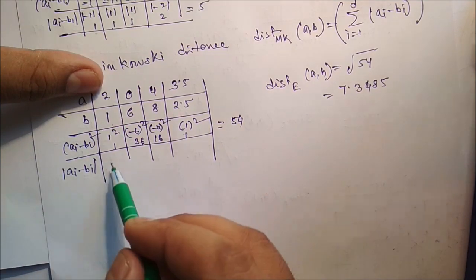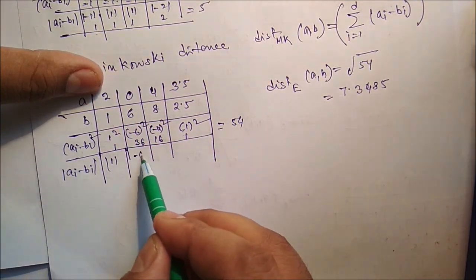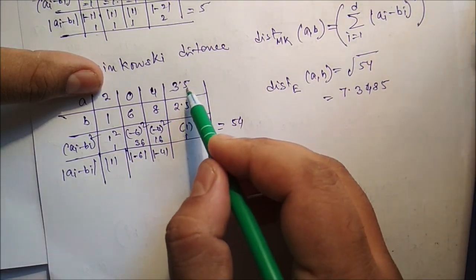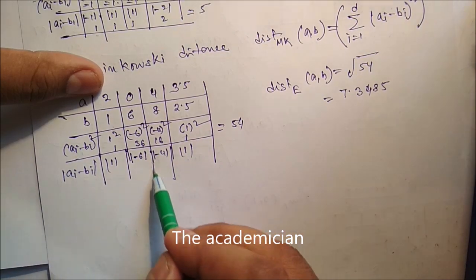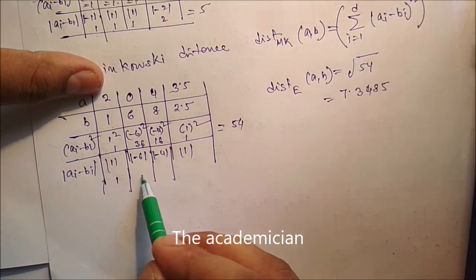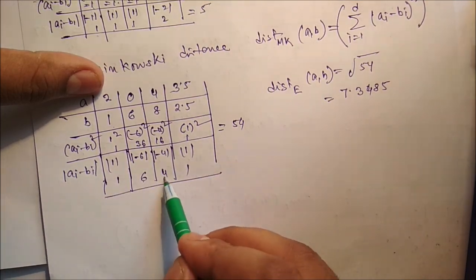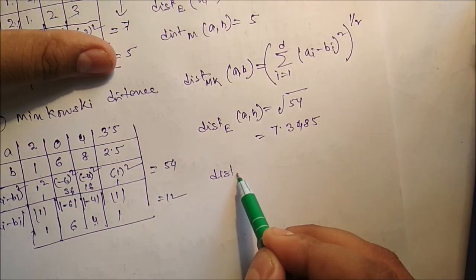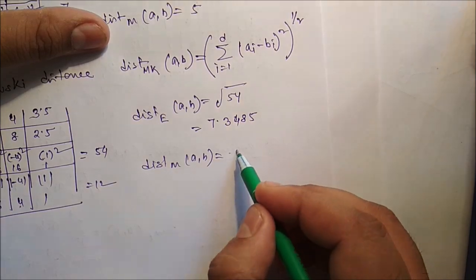Similarly, we can calculate the city block distance or Manhattan distance. 2 minus 1 is 1, 0 minus 6 is minus 6, 4 minus 8 is minus 4, 3.5 minus 2.5 is 1. So 1, 6, 4, 1: 6 plus 4 is 10, plus 2 is 12. So the Manhattan distance between A and B is 12.